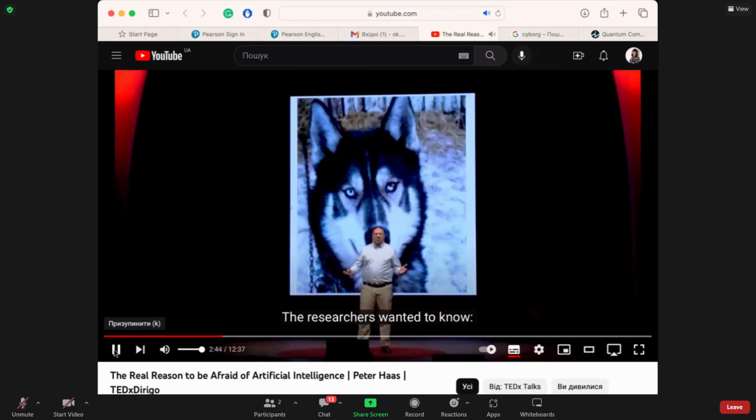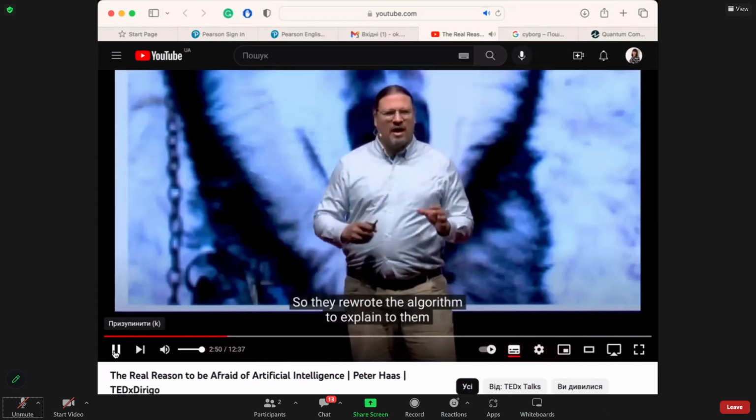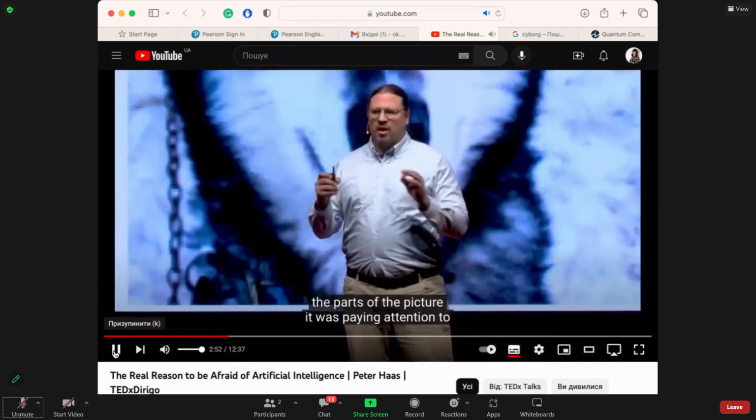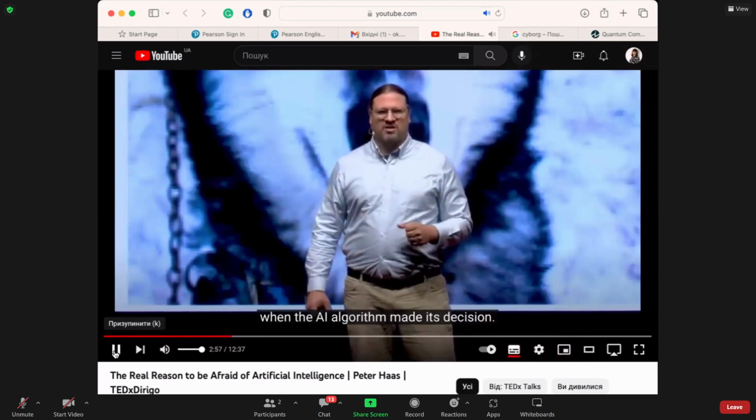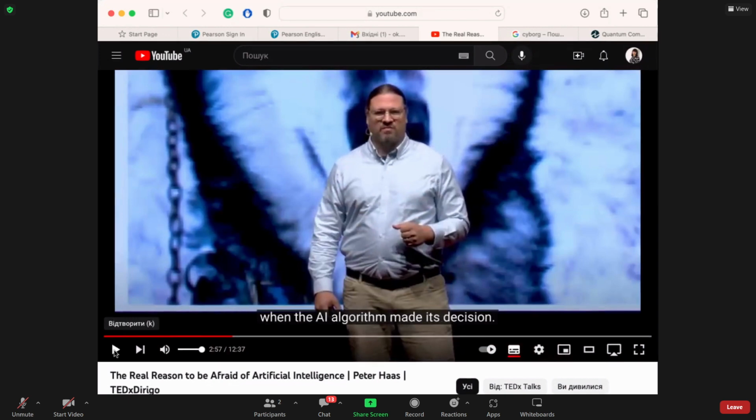The researchers want to know, why did this particular husky get misidentified as a wolf? So they rewrote the algorithm to explain to them the parts of the picture it was paying attention to when the AI algorithm made its decision. May I ask you about the reason why the AI identified the husky as a wolf? Why do you think it happened?